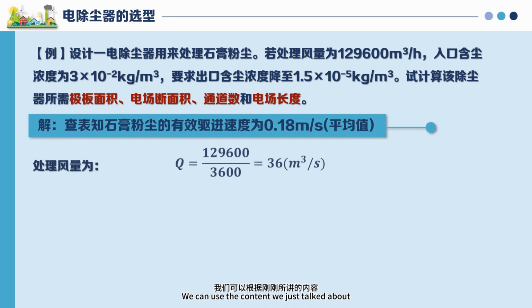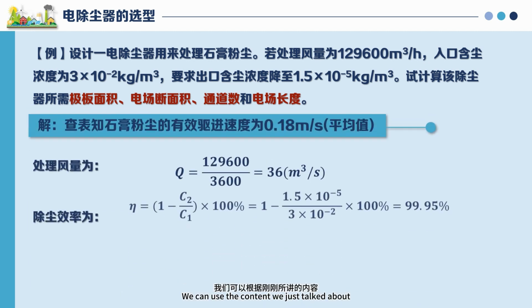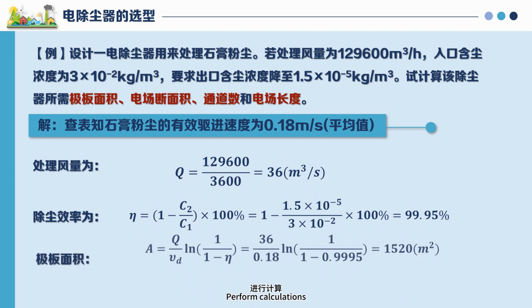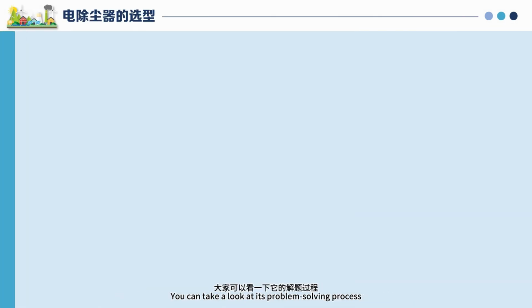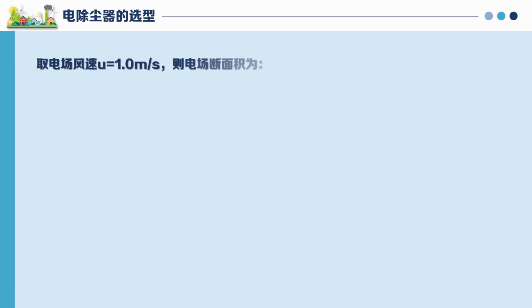At this point, we can use the content we just talked about to perform calculations. We need to check the effective driving speed of gypsum powder, approximately 0.18 meters per second. According to the formula mentioned earlier, the area of the electrode plate, the electric field cross-sectional area, the number of channels, and the electric field length can be calculated separately. You can take a look at the problem-solving process.